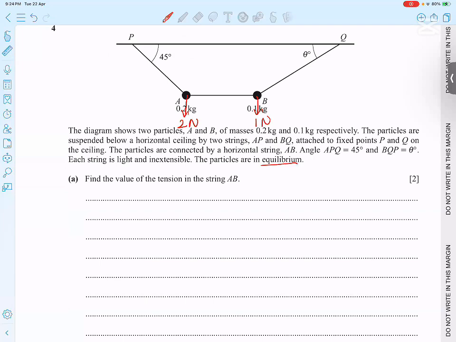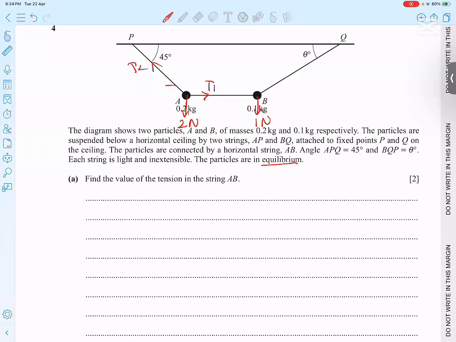And let me tell you one thing. This is a tension because these are different strings. String lengths are different from each other, and that is why the tensions are different. So let's assume this is T1 and this is T2.